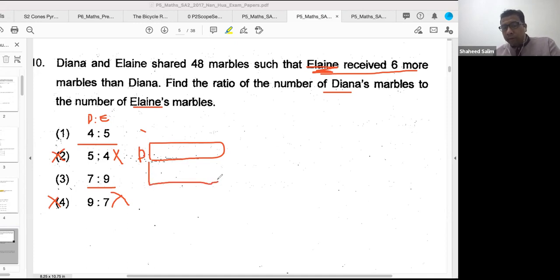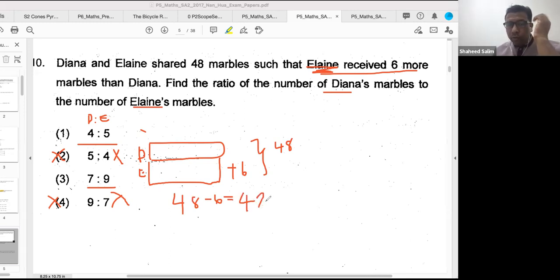Elaine, like that, I draw, same thing. How many more? Plus 6. The whole thing is how many? 48. Step 1, minus the 6. 48 minus 6, what do you get? You will get 42. So what is 42?